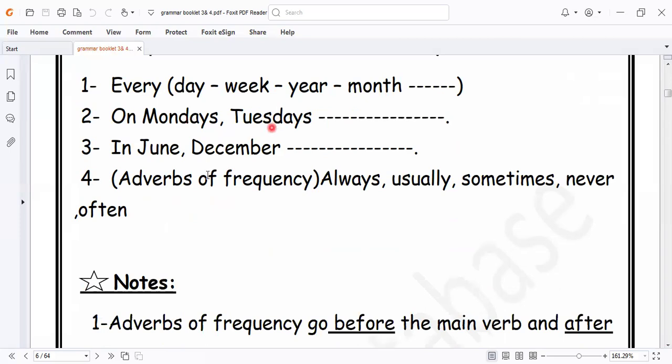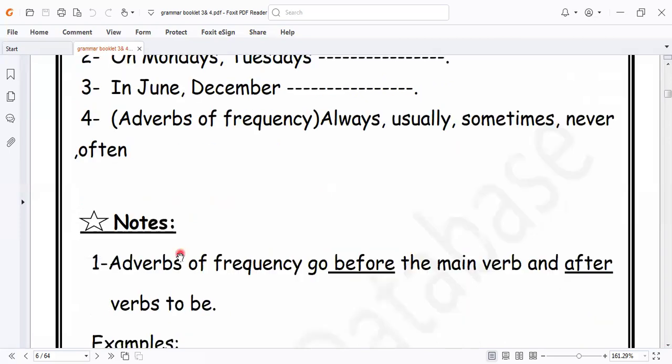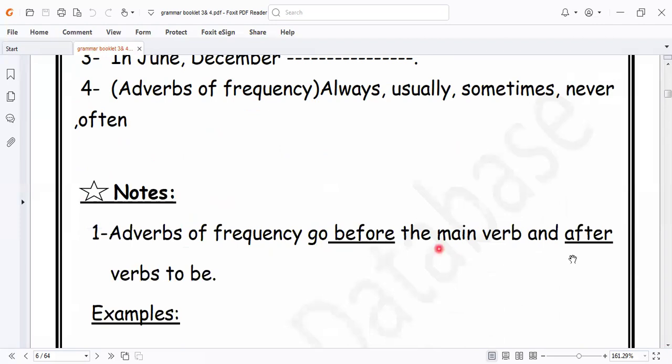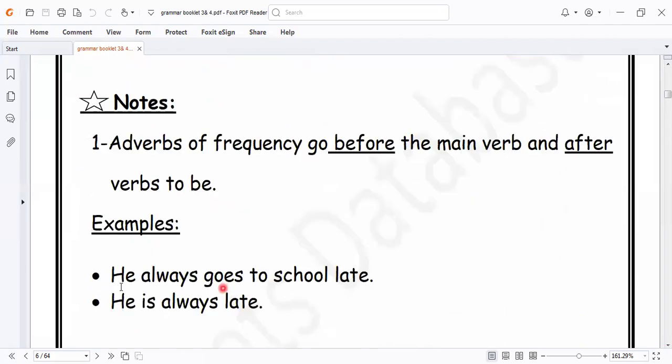We have on Mondays, on Tuesdays, in June, in December. Adverbs of frequency: always, usually, sometimes, never, often. Note, adverbs of frequency go before the main verb and after the verb to be, like this sentence: He always goes to school late. He is always late. So here we have the adverb of frequency between the subject and the main verb. He always goes to school late, or he is always late.